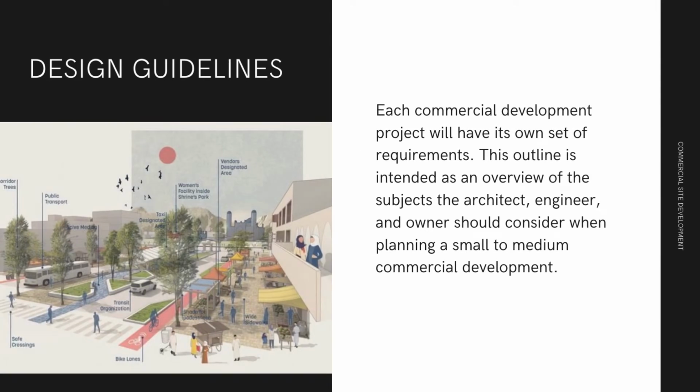Next slide. So, the next we will discuss is the design guidelines. Each commercial development project will have its own set of requirements. This outline is intended as an overview of the subject that the architect, engineer, and the owner should consider when planning a small to medium commercial development. Design guidelines are a set of recommendations on how to apply design principles to provide a positive user experience. They fall into several groups including style, layout, user interface UI components, text, accessibility, and design patterns. Next slide.